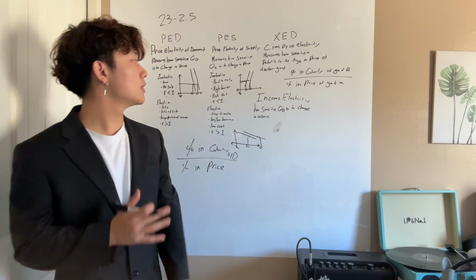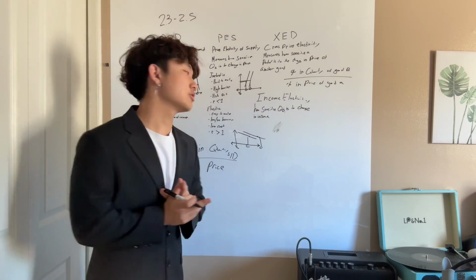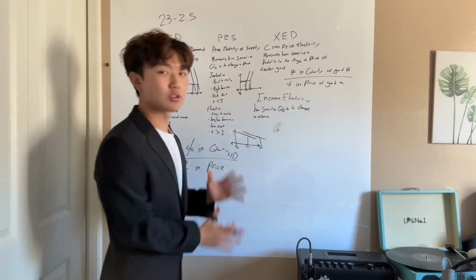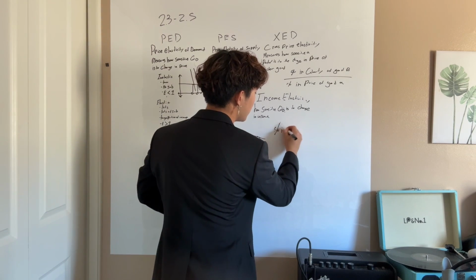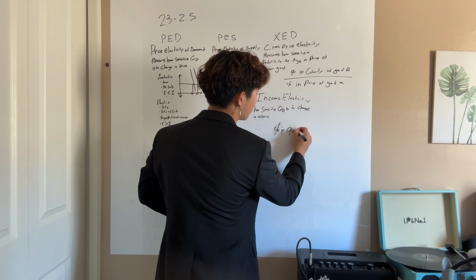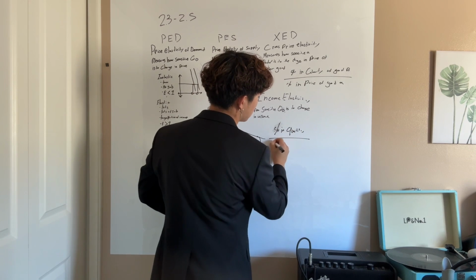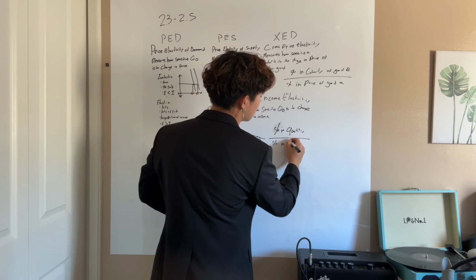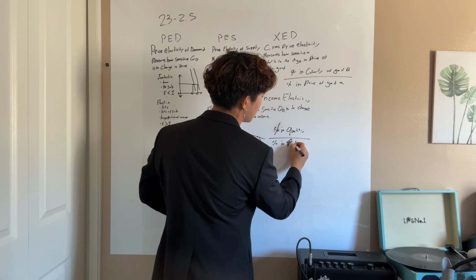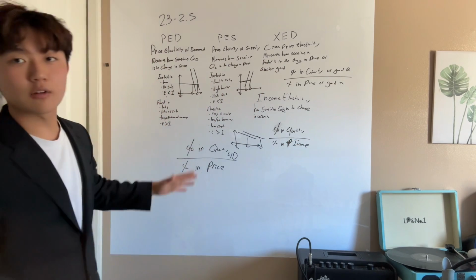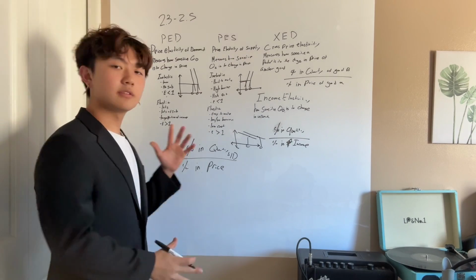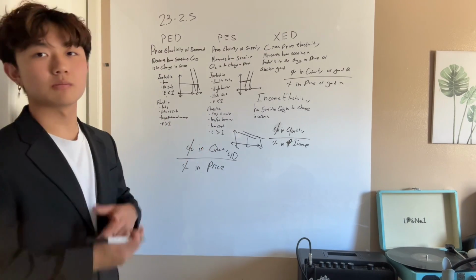And income elasticity shows how sensitive quantity demanded is to change in income. So there's also a formula for that. It is percent change in quantity over percent change in income. So it's percent over percent, right? And this is a pretty important unit. It covers a lot of stuff.